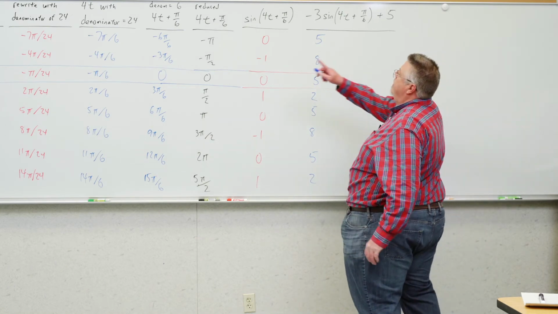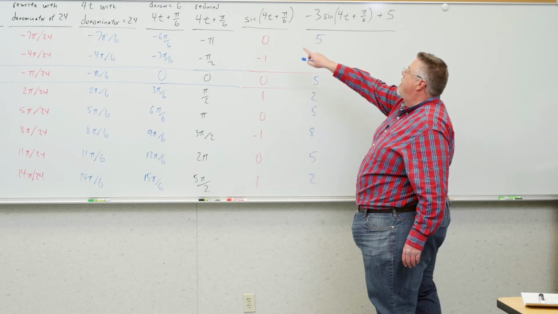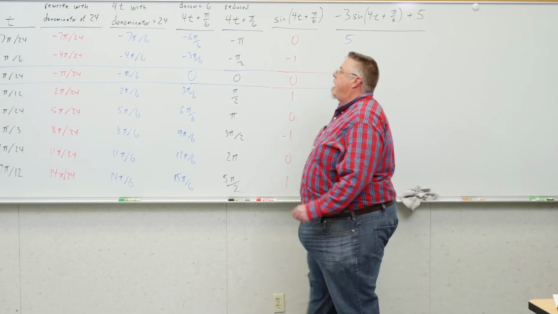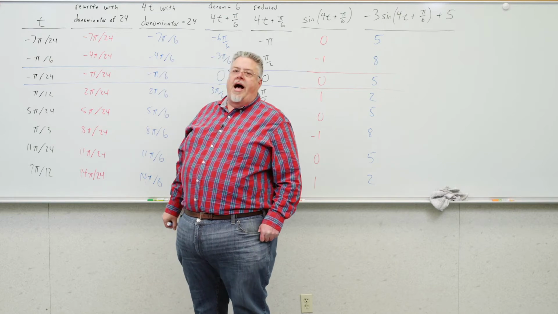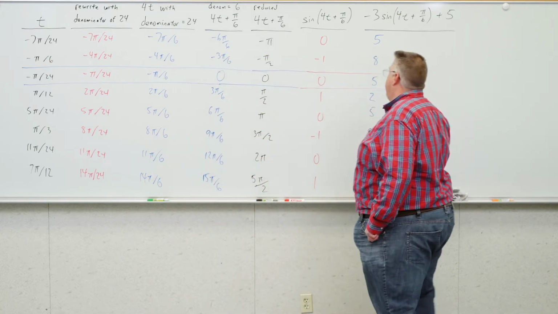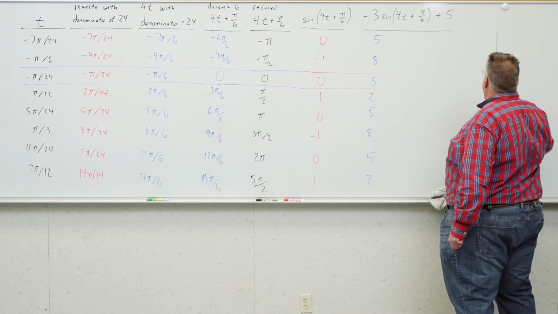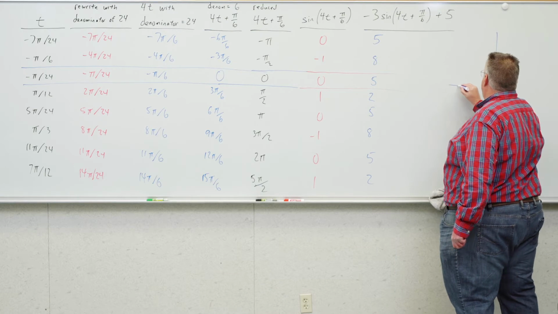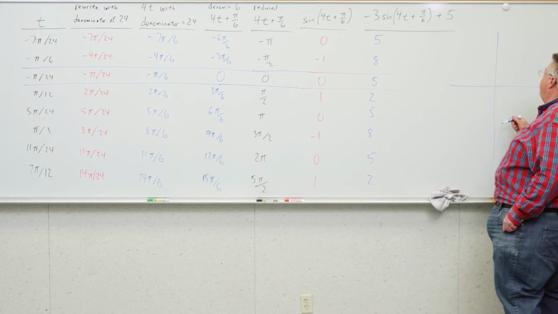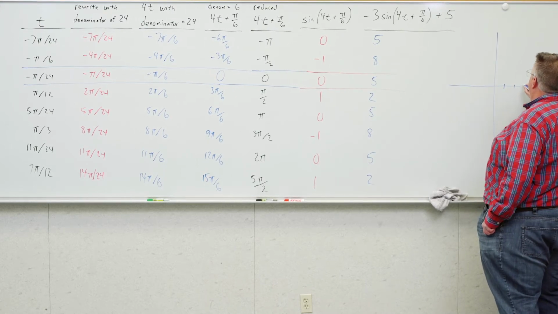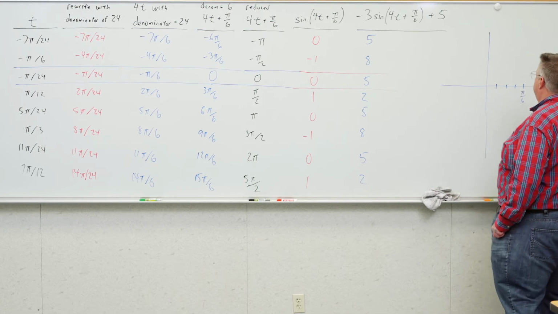Ultimately, I want to graph t. So my columns are all the way on the left there, t, and then sine of t. So what have I got? I've got these obnoxious multiples of pi over 24. So as I label my axes, each hash mark has to be pi over 24. That means 4 hash marks gives me pi over 6.